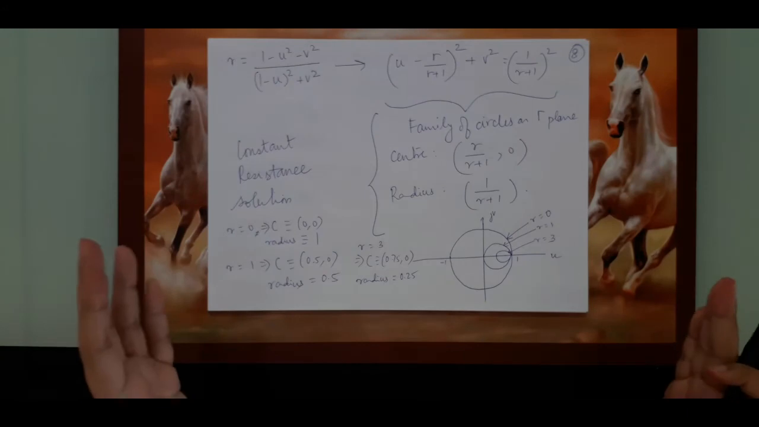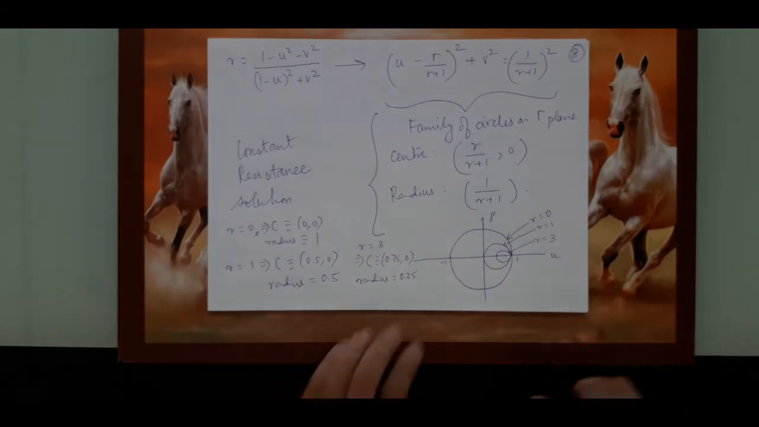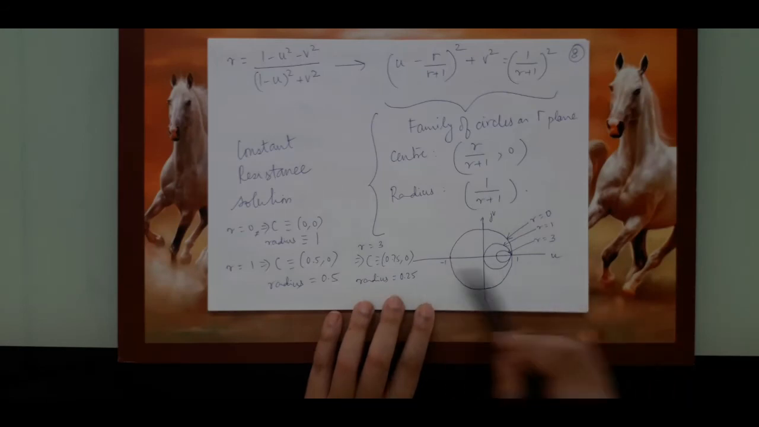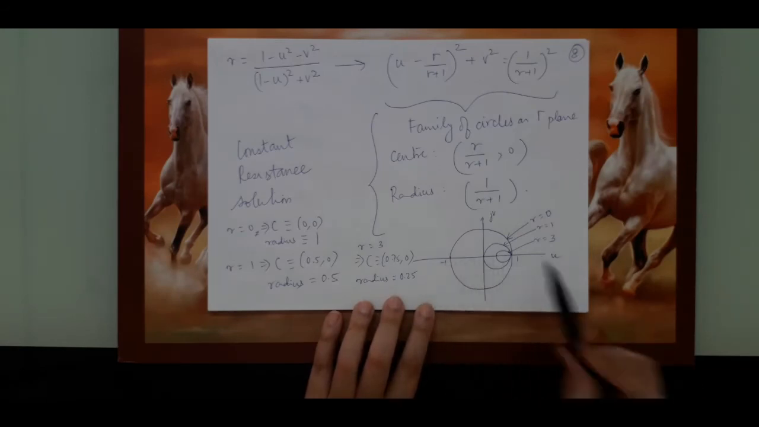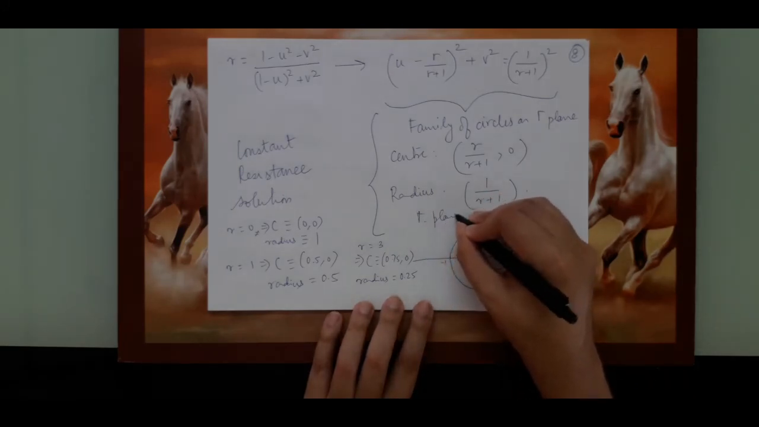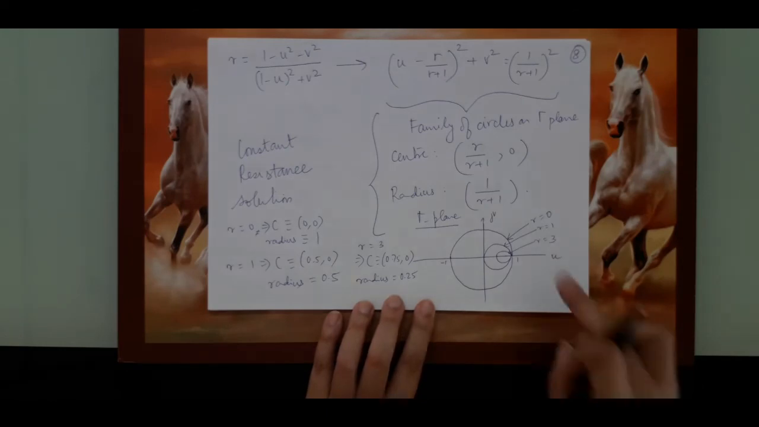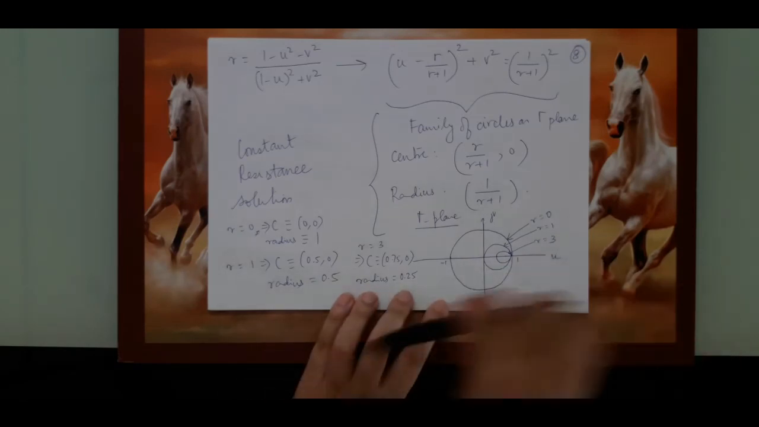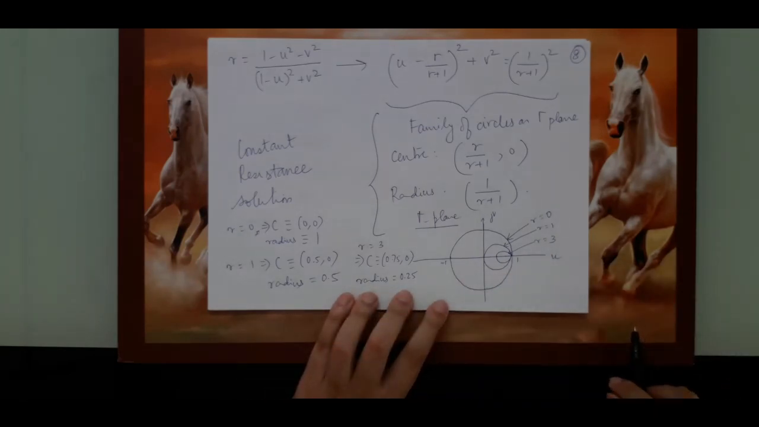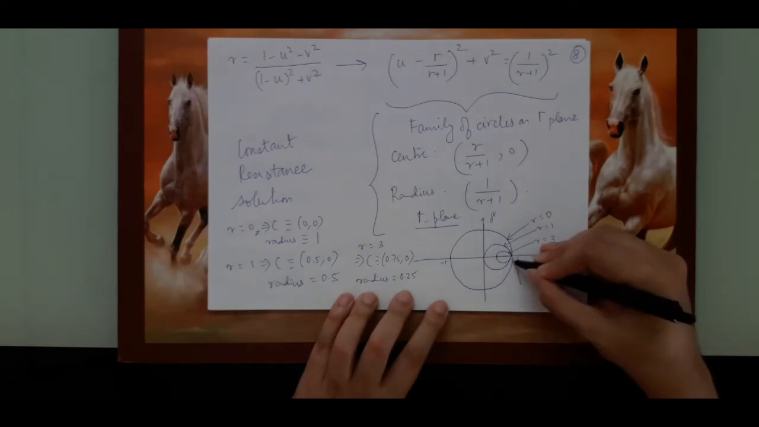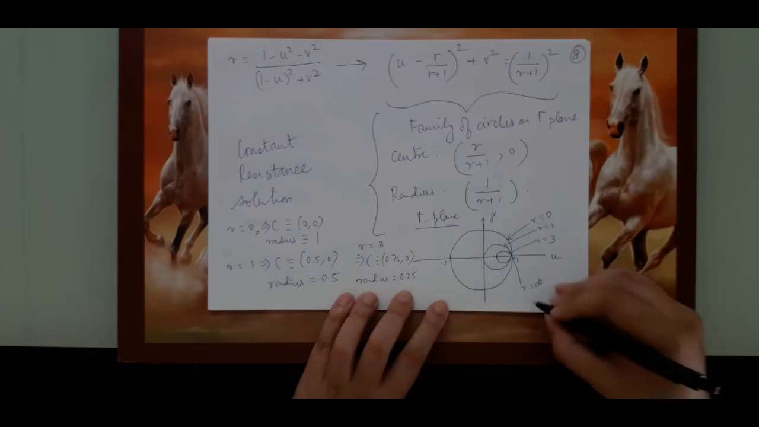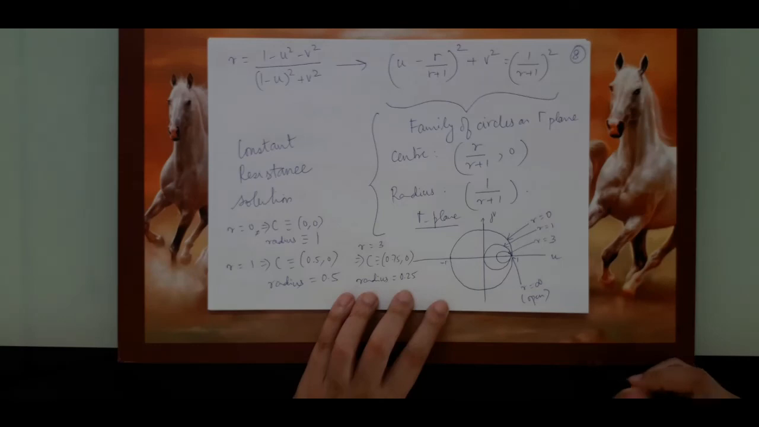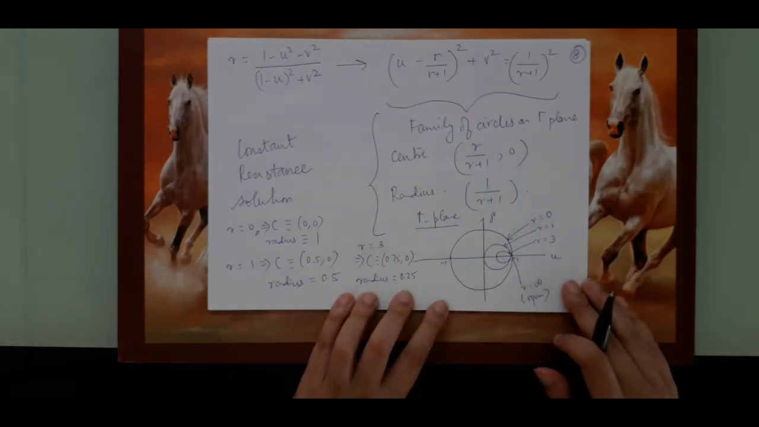So what you can see is something very interesting. All the circles have their center on the real axis, on the gamma plane, and as the value of R increases, the size of the circle keeps decreasing and it moves towards the open circuit. So therefore R equal to infinity will be a point which is nothing but the open. Now this is the solution for the constant resistance.